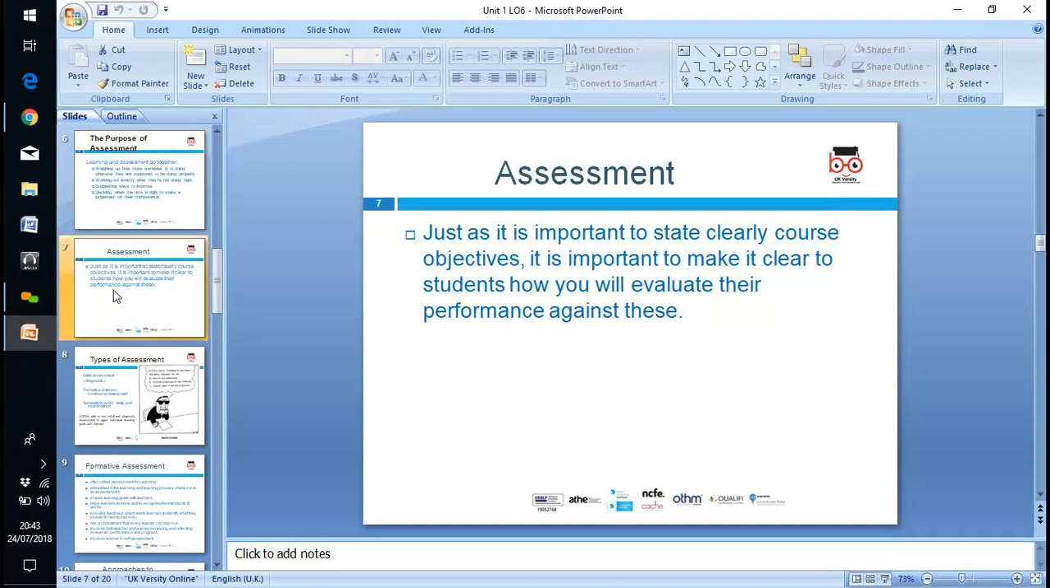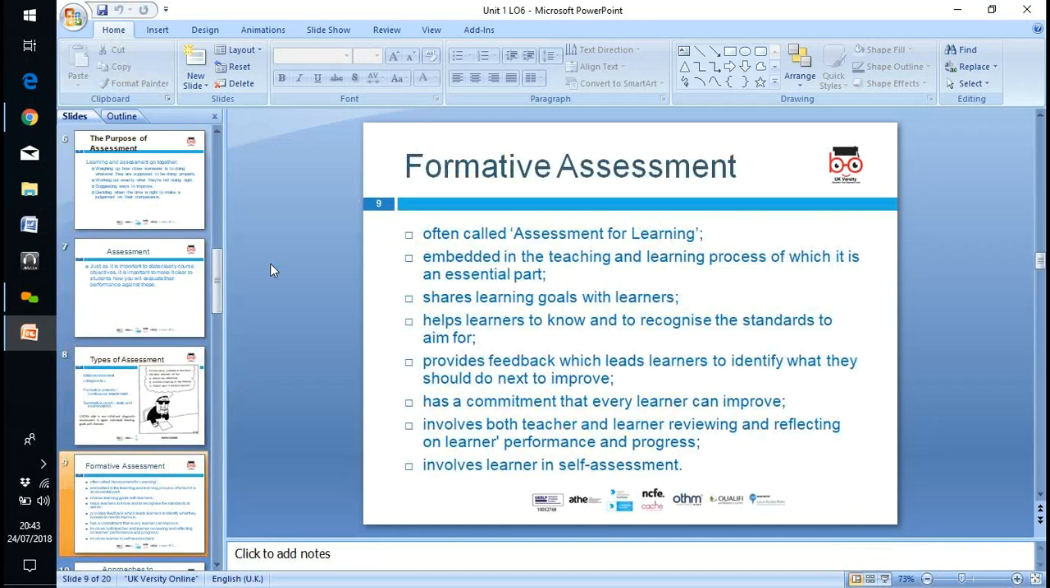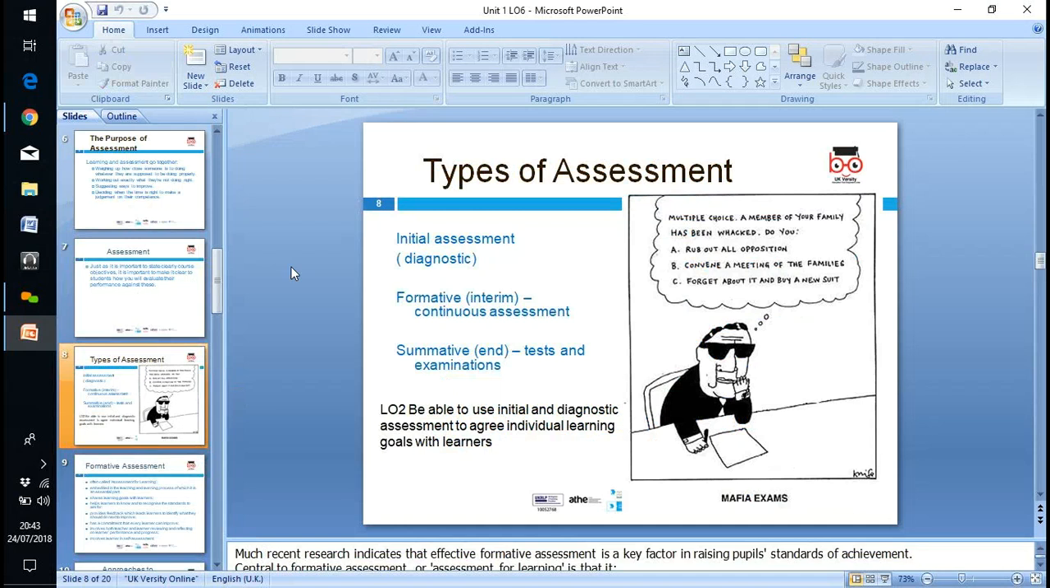It's important to make clear to students how you will evaluate their performance against them. And it then goes on to the different types of assessment: initial, formative and summative. As well as that, there's quite a lot more that you do, which is interim, between any formative assessment and formal assessment. You cover quite a bit of informal assessment as well, don't you? Yeah.